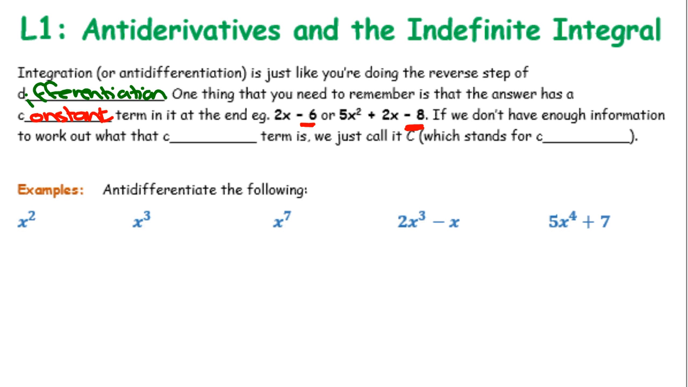If we don't have enough information to work out what that constant term is, then we just leave it and call it C. Notice it's uppercase C, for constant.